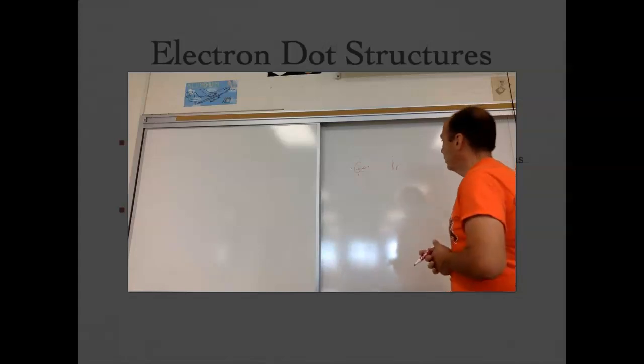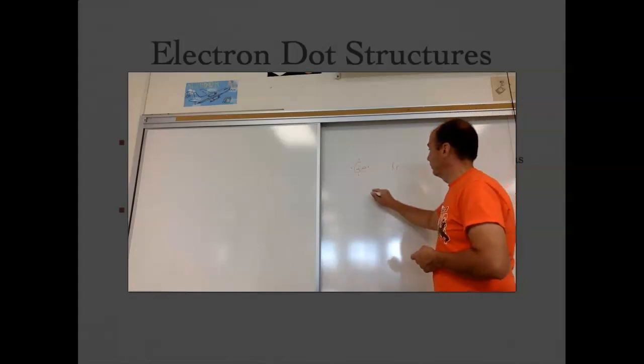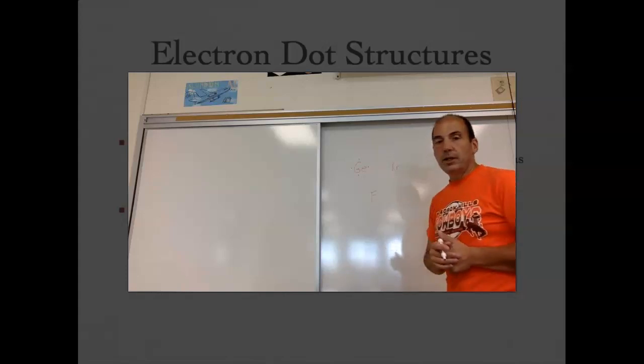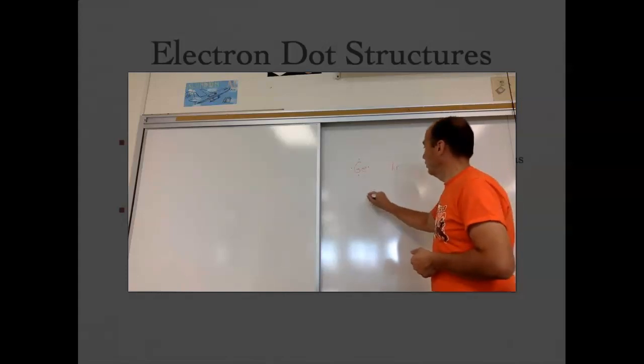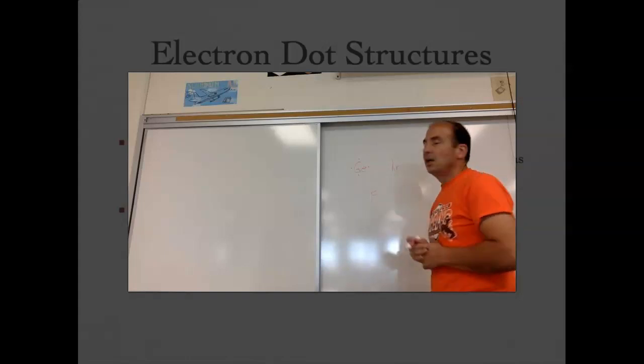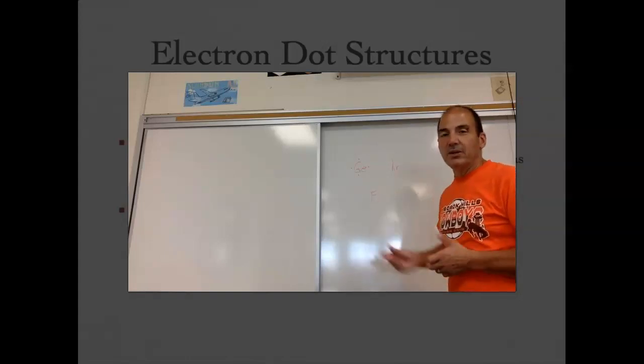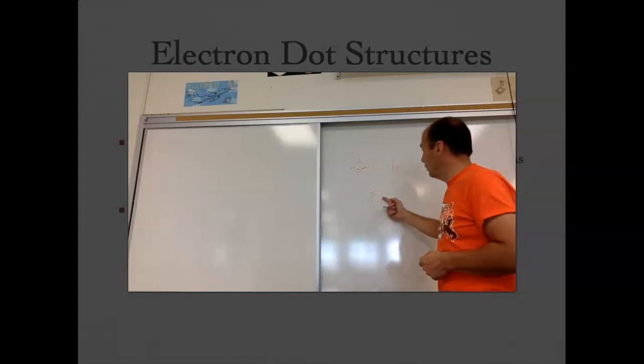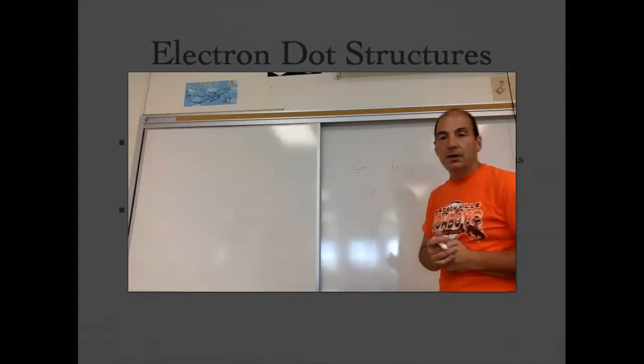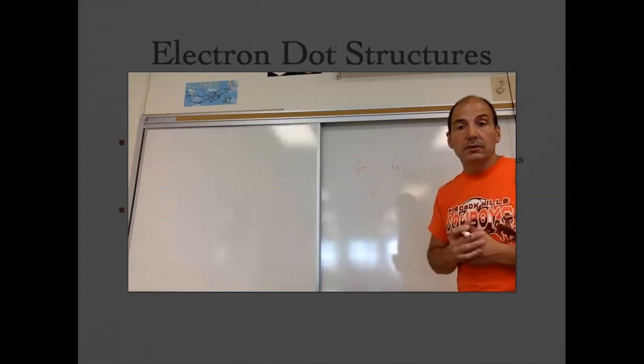Okay, let's talk about something like fluorine. We said fluorine had 7. 1, 2, 3, 4. Now I start pairing up: 5, 6, 7. Does it matter which one is unpaired? No. As long as there's 1 unpaired and 3 pairs, you got it right.